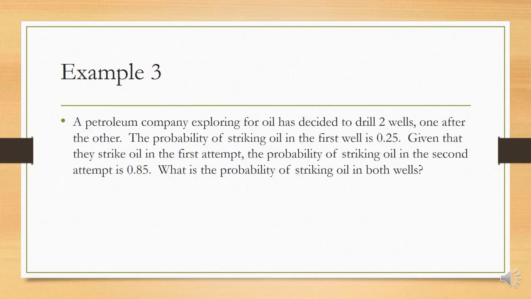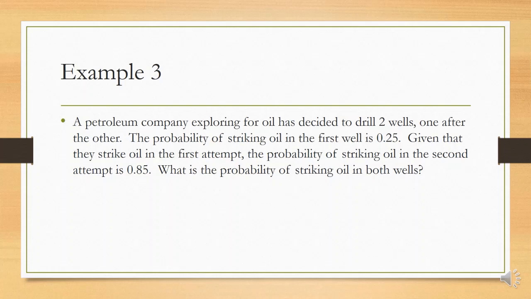Now, the last example, let's read the problem. A petroleum company exploring for oil has decided to drill 2 wells, one after the other. The probability of striking oil in the first well is 25%. Given that they strike oil in the first attempt, probability of striking oil in the second attempt is 0.85. What is the probability of striking oil in both wells?